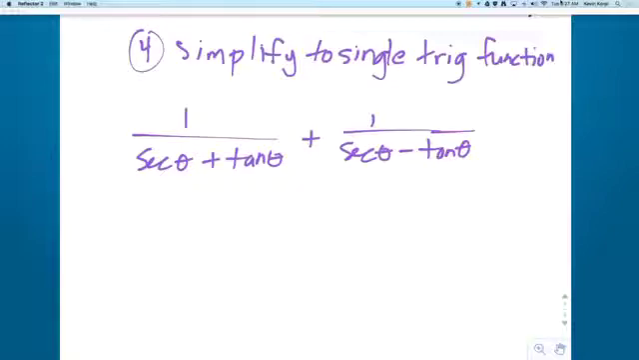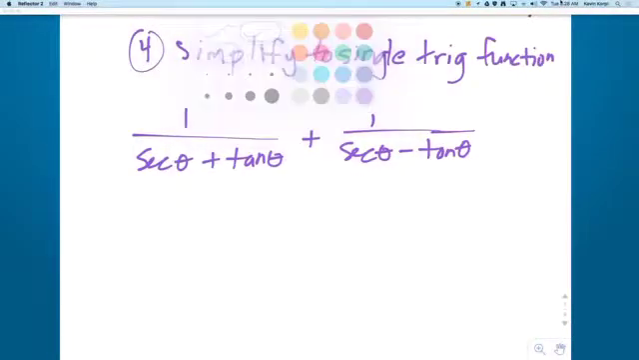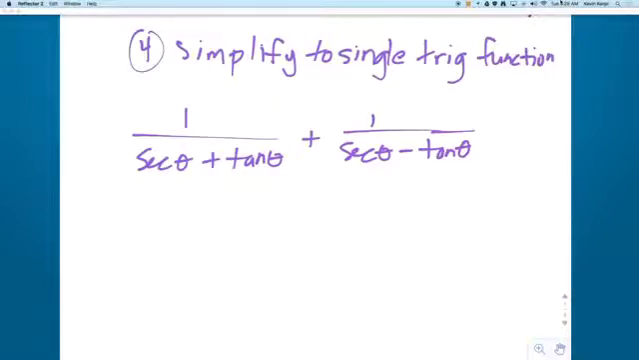Did anyone get it? 2 cosine theta? 2 times cosine? Or 2 divided by cosine? Anyone else get something different but similar? But you got a cosine as well? Squared, cosine squared. Okay, so 2 cosine and a cosine squared. Let's see. Kiesling, what did you do first?